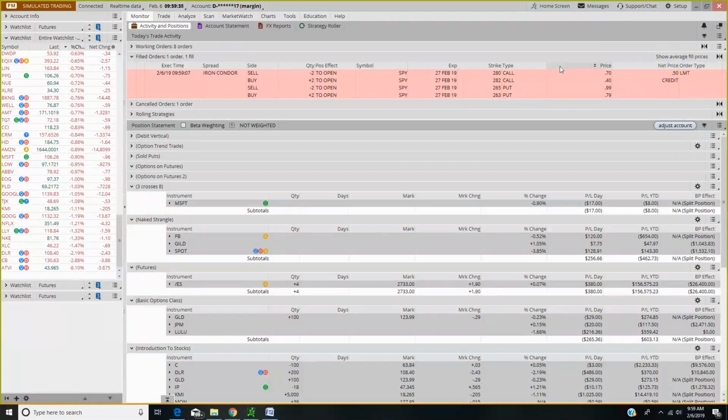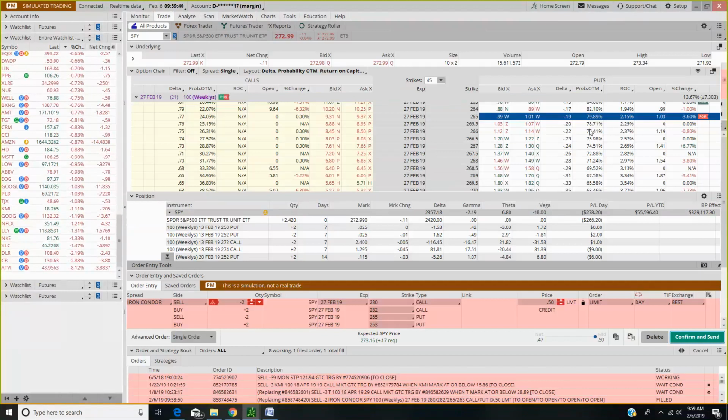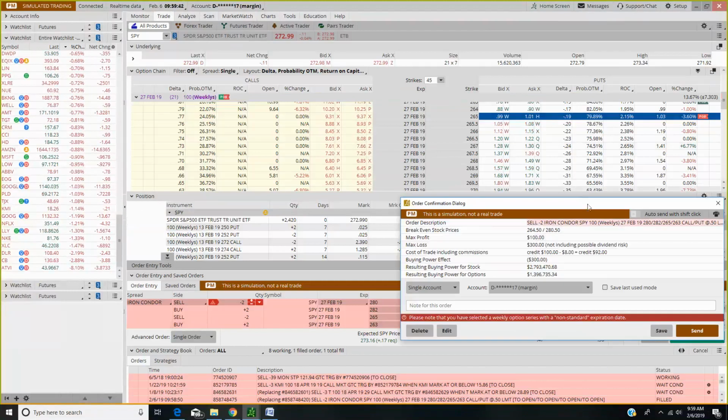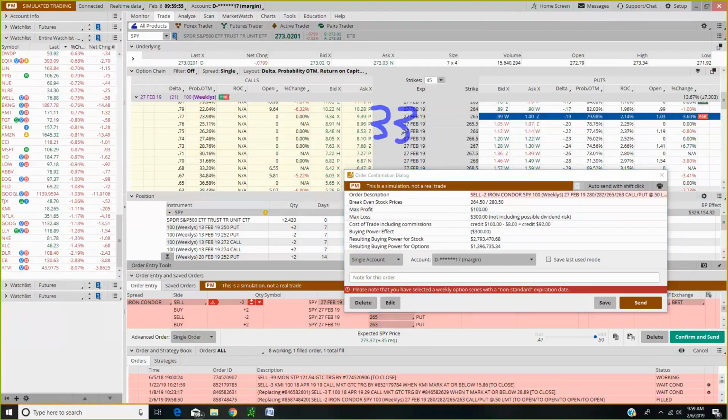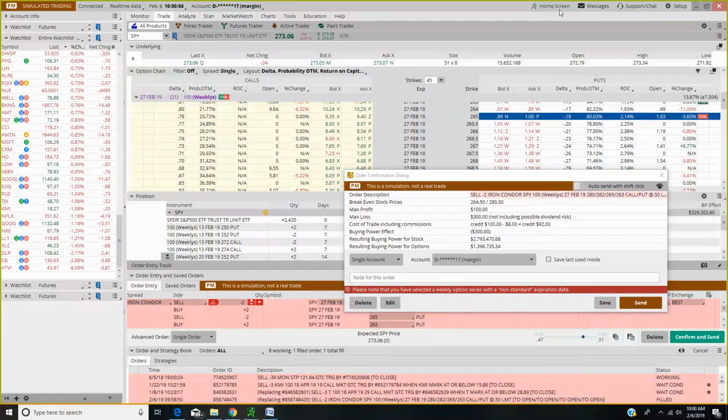So if you go right here, just to show you, let me create duplicate order. 50 cents credit is $100 divided by $300. That was our risk. $300 to make $100. That is a 33% return. So we're shooting for a 33% return on our money in 21 days. Okay? The probability is 80%.